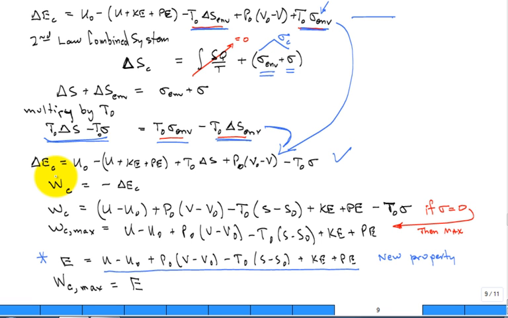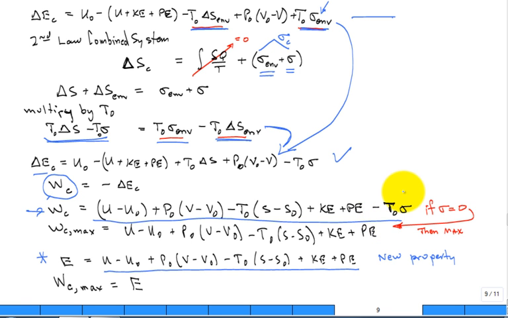and we get that the change in the energy of the combined system, which we said from the first law, the negative of that is the work out of the combined system. We get this nice packaged equation that says the work out of the combined system is this. Whoever did this first was an absolute genius.